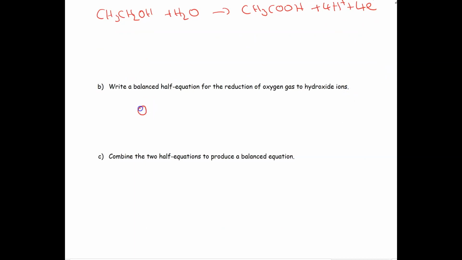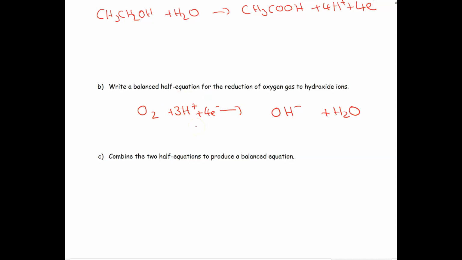Oxygen to hydroxide ions. So you've got 2 oxygen here. So balance for oxygen by adding in water. Balance for hydrogen ions. Well, you've got 2 plus 1 is 3. So 3 hydrogen ions. And balance for charge by adding in electrons. Well, you've got 3 plus here and 1 negative here. So if we add 4 electrons, that will take both sides to 1 negative.